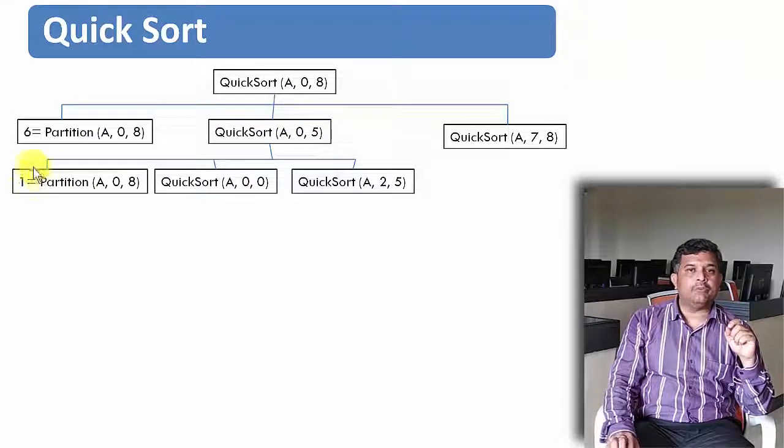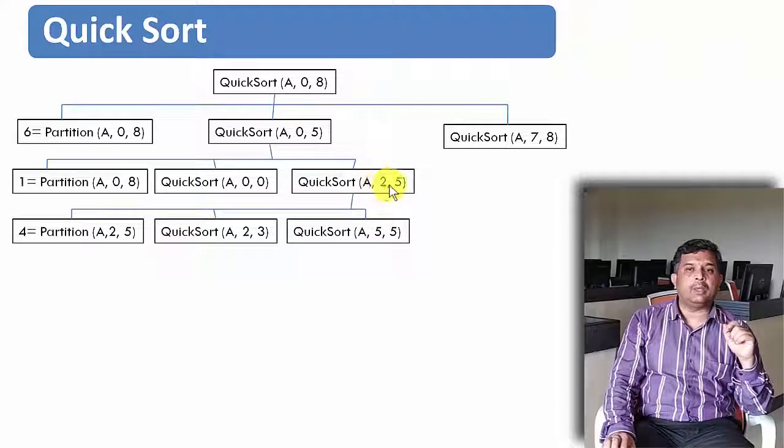If I call 0 to 5, number 1 is in place. So 0 to 0 and 2 to 5. Again I need to call. So single data is always sorted. So I'll call 0 to 5. If I call 0 to 5, the partition value will be 4.